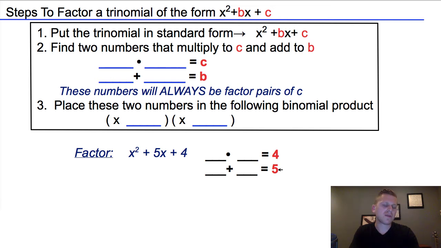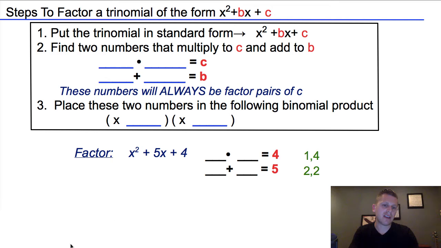Well, think about what numbers might do that. They have to be factor pairs of 4, meaning they need to multiply to 4. The only factor pairs of 4 are 1 and 4, and 2 and 2. Those are the only numbers that are going to multiply to 4. So now I want to think of which one of these 2 pairs, 1 and 4, or 2 and 2, will multiply to 4, both of them, but add to 5.